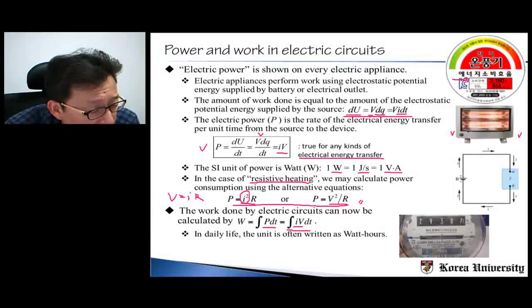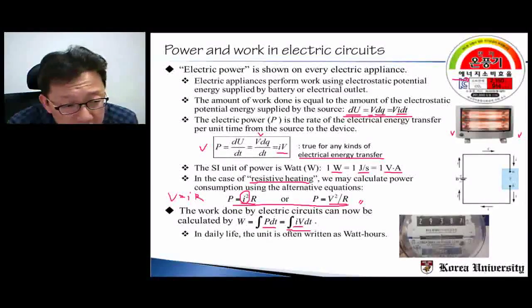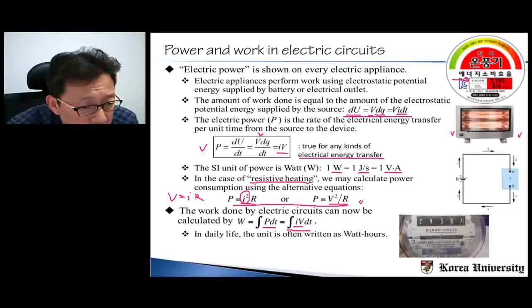What is the SI unit of work? Of course, it has the same dimension as energy. And of course, you must know that the SI unit of work is the joule. But sometimes in daily life, we often use a different unit, which is the watt hour.